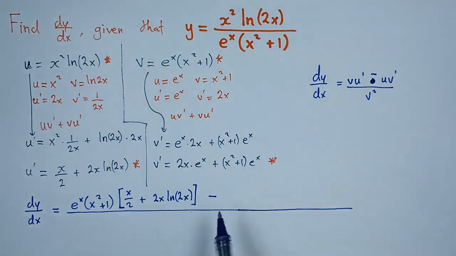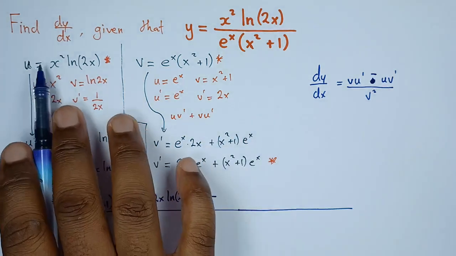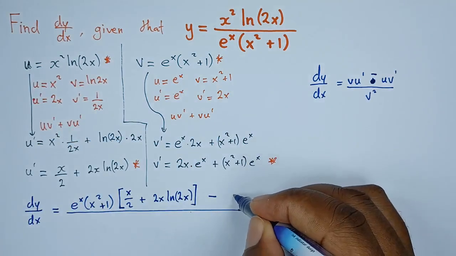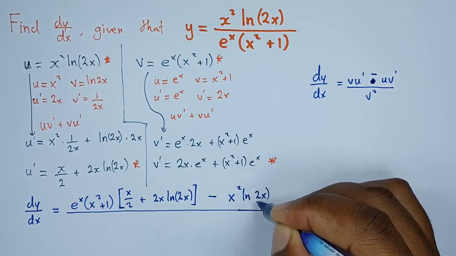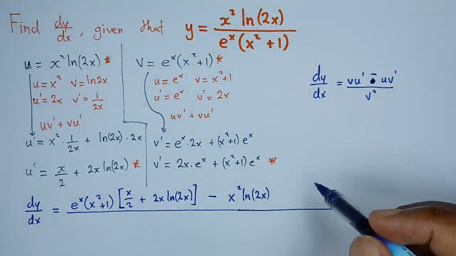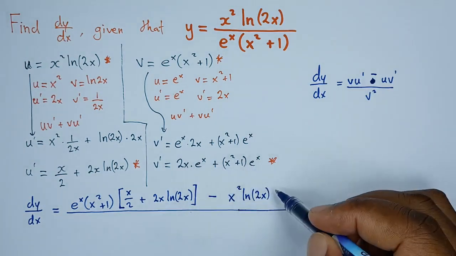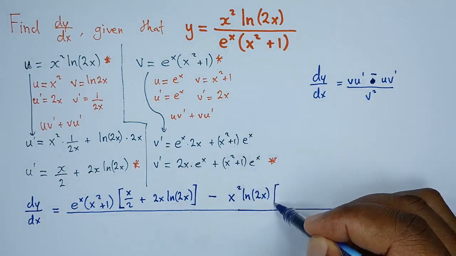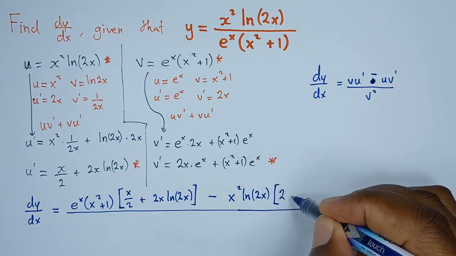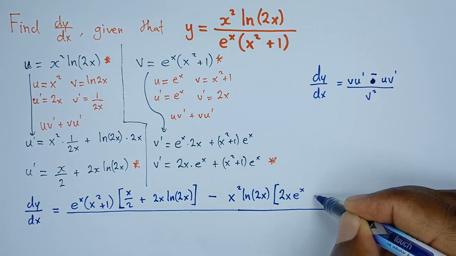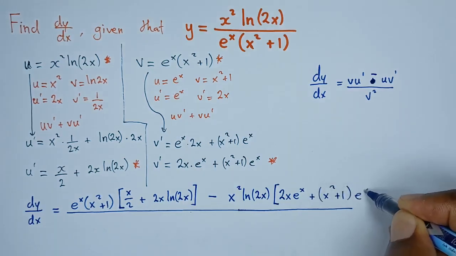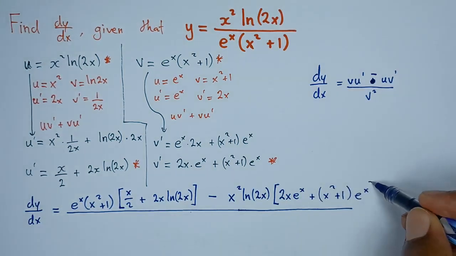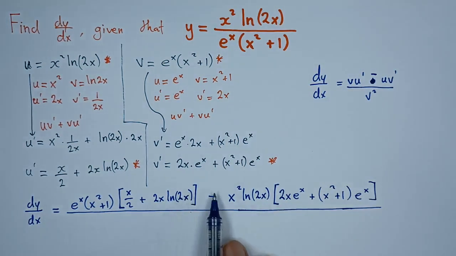and from there we're going to say our u, which is that expression, which is x squared ln 2x. Then we say v prime is this one here. Let's put it in brackets as well, which is 2x e to the x plus x squared plus 1 e to the x, like that. And I can close the bracket. Okay, now everything is over v squared.